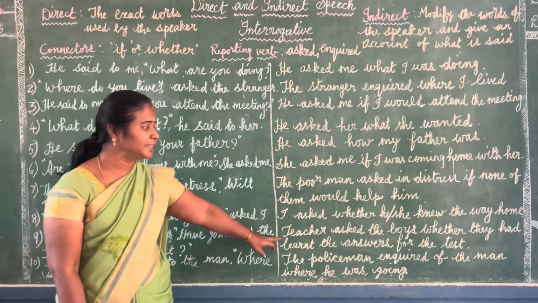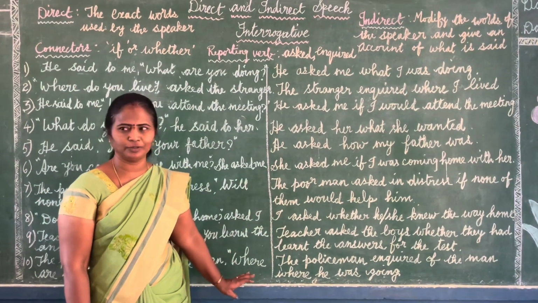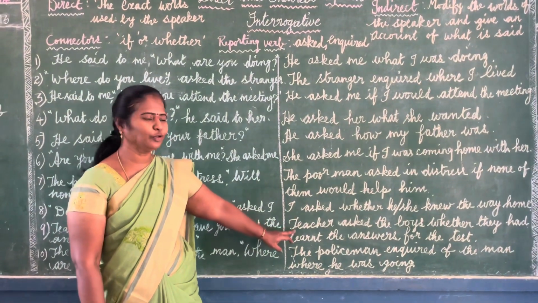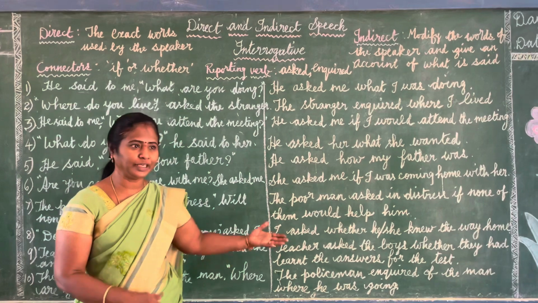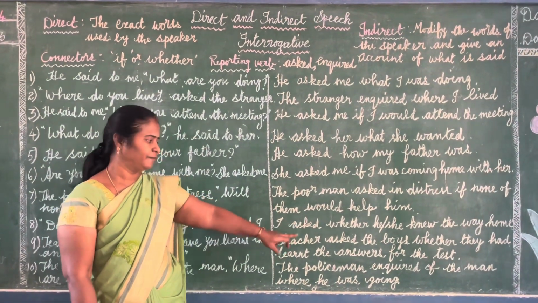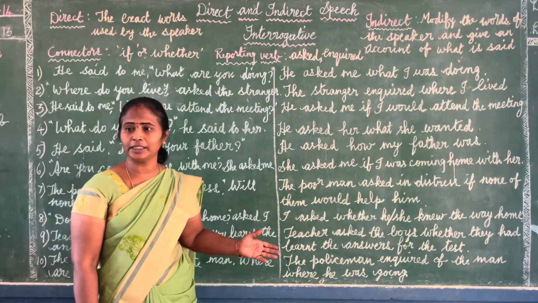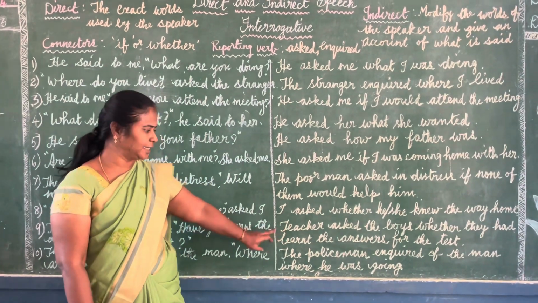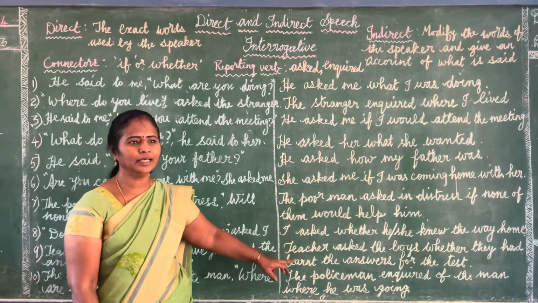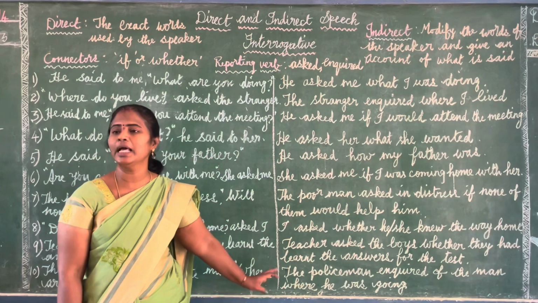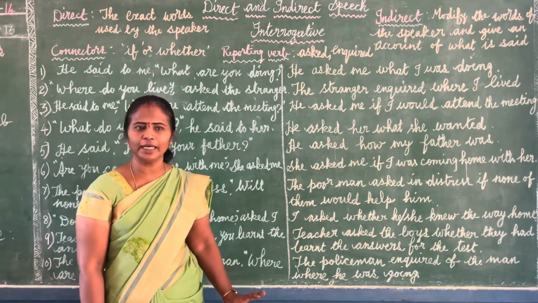Okay. So teacher asked the boys. I have added "whether" as the connector. So after "whether", what do we have to write? "They". Here "you" is the students, you are the boys. So I have written "they". Teacher asked the boys whether they had learned the answers for the test. "Have" is converted into "had". That's all. Once again, the teacher asked the boys whether they had learned the answers for the test.